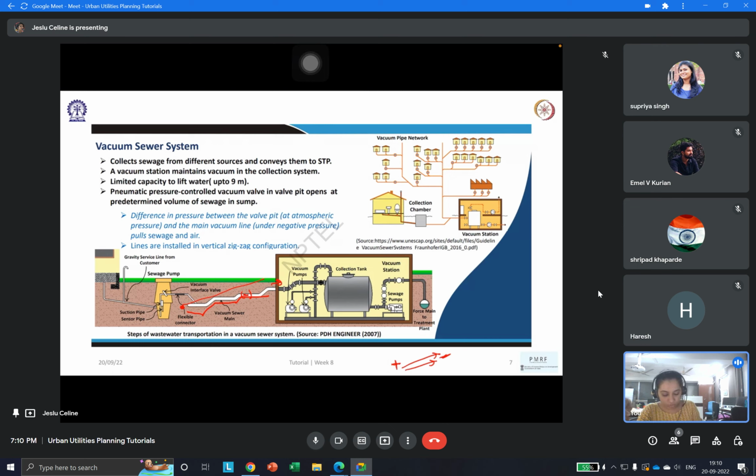So when we put a zigzag configuration, it easily gets attracted. You can push it and then it goes up a bit and then you pull it again. So it's used for that particular purpose.